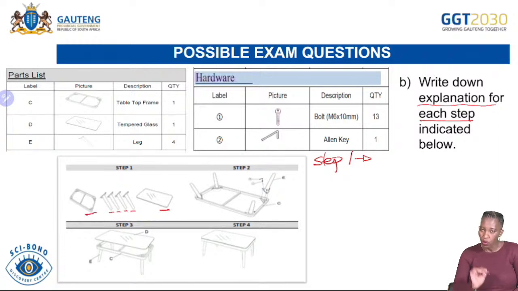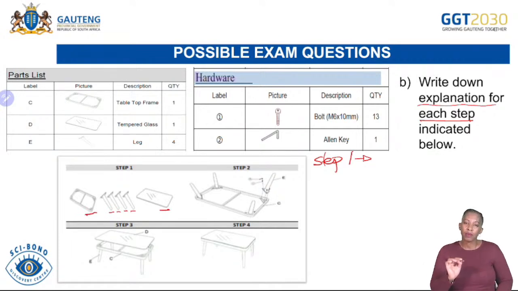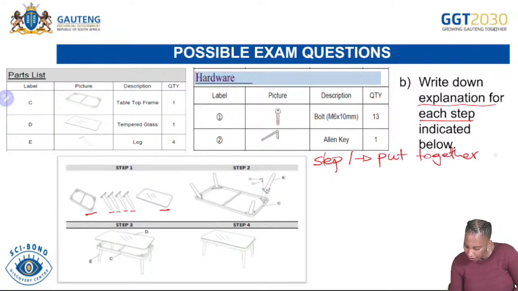It's 1. So now remember, as part of the instruction, we said we must make sure that we put together all the parts given before we can start. So now we're saying step number 1, put together all the parts before you can start.